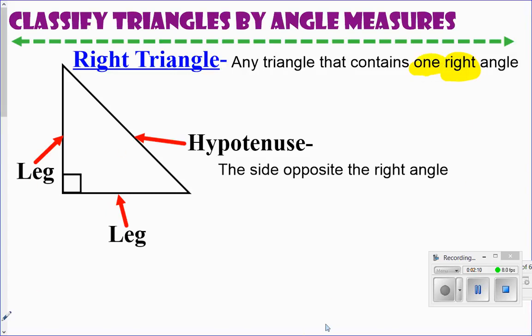Now when you have a right triangle with one right angle, there's some other terminology we need to discuss, which you've learned before in Algebra 1, but this is a refresher. The hypotenuse is the side that is opposite or across from the 90-degree angle. And the other two sides, which will be shorter in length than the hypotenuse, are called legs. So the two short sides are the legs, and the side opposite the 90-degree angle is the hypotenuse. And this whole triangle is a right triangle because there's one right angle in it.